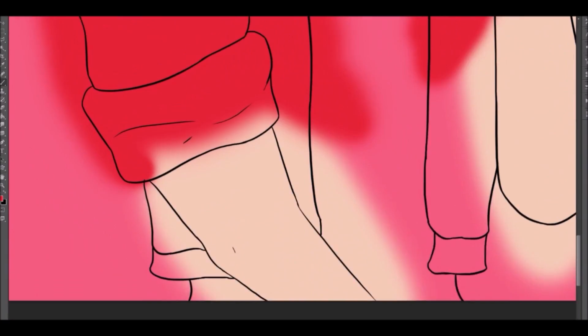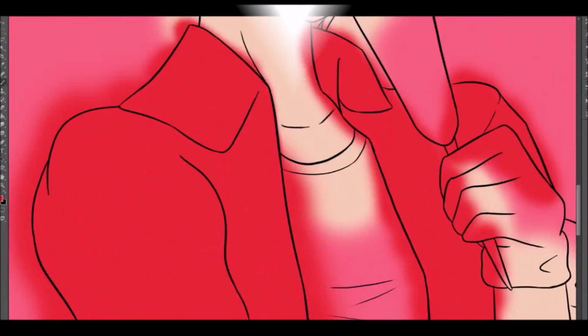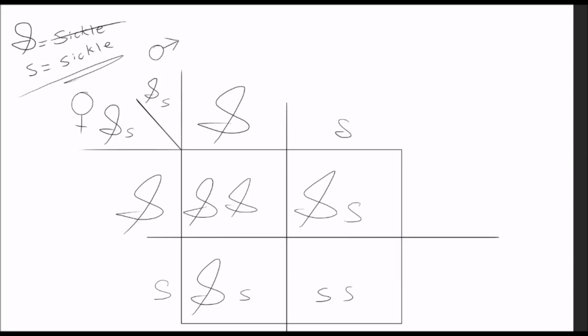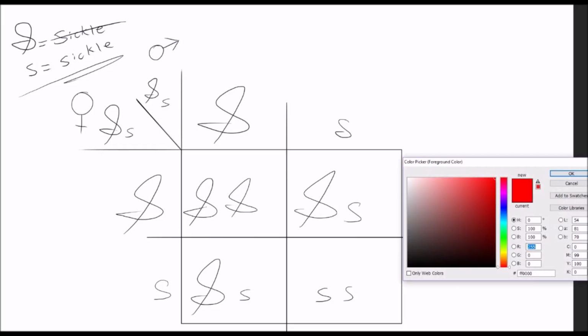Rudimentary genetics lesson incoming. Y'all might remember this from high school biology. Insert Punnett square here. Here we have four squares and a series of letters. The little S's represent the sickle cell trait that can be inherited from either parent. The big S's, for the sake of this diagram, are no sickle cell trait.